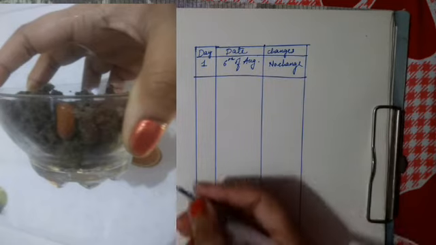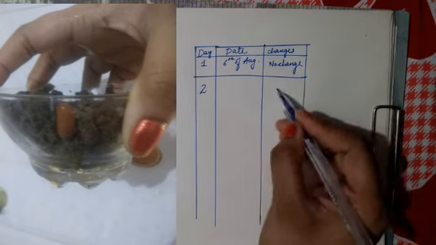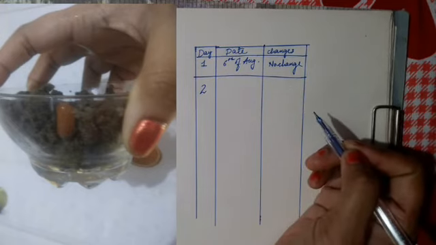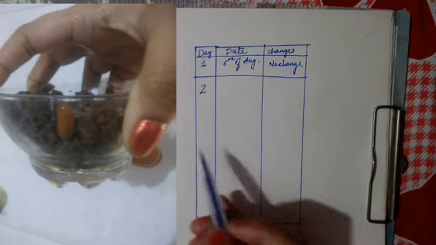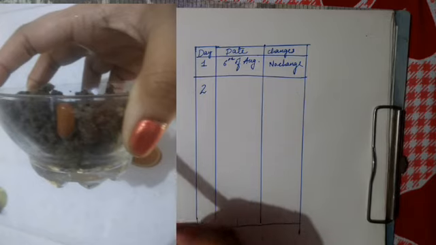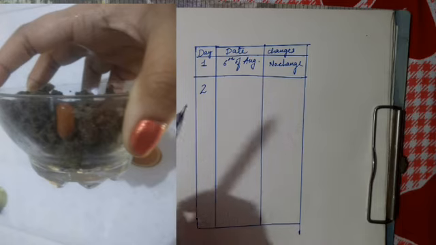After this, you write for day 2. Write the date and observe the changes. This table you have to show me along with the picture of the germination of your seed. So this is an activity which you have to perform.